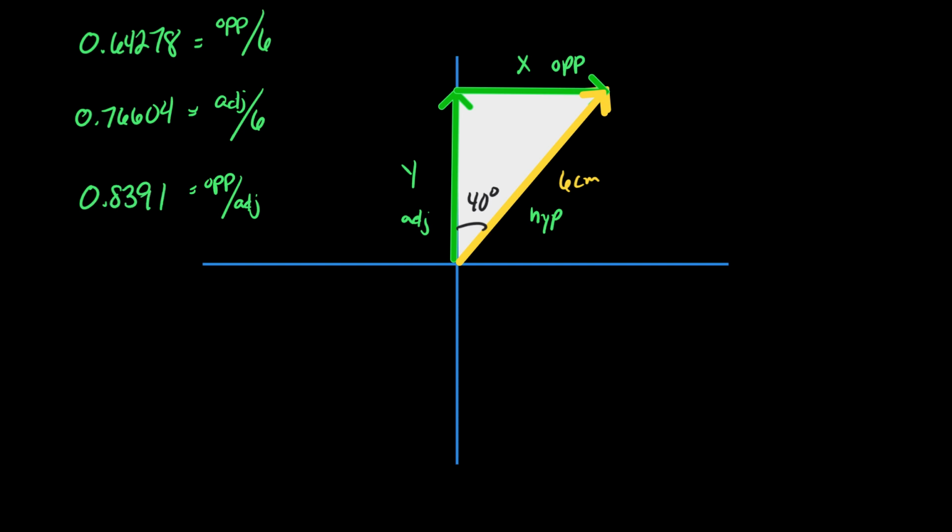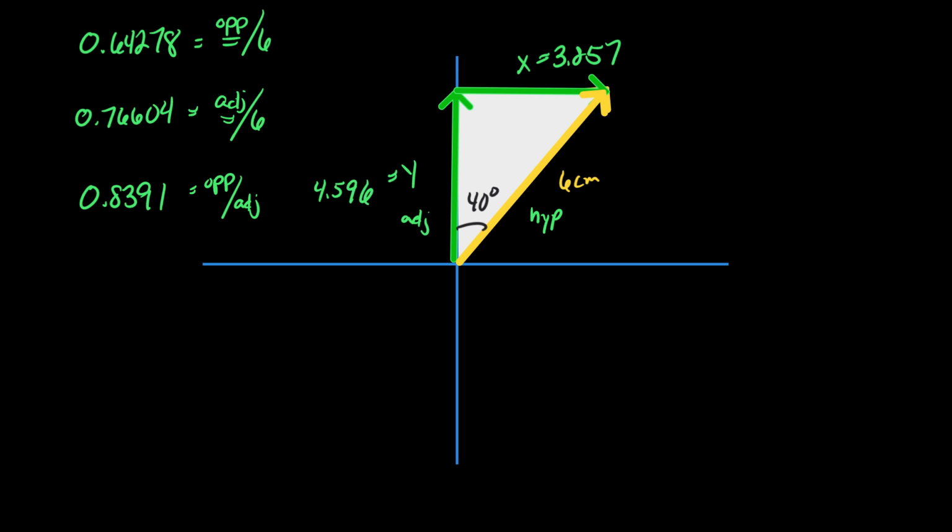Now it seems like I can figure out the opposite side directly by multiplying both sides by 6. So 6 times 0.64278 is 3.857. The adjacent side, I can do the same by multiplying both sides by 6. So 6 times 0.76604 is, I'm sorry, 4.596. All right, we have found the two sides.